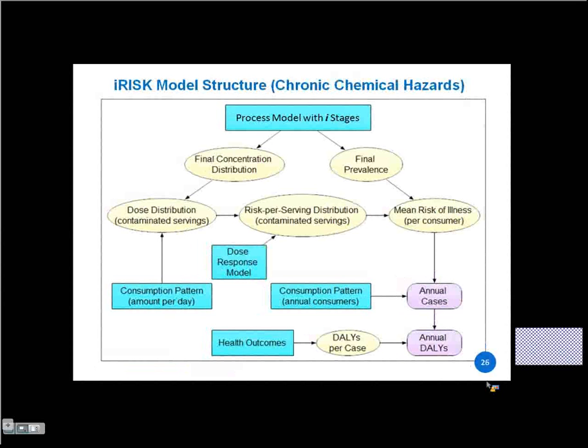For chronic chemical exposures, the overall underlying model structure is similar. However, consumption patterns are defined differently, and the predicted result for the mean risk of illness is per consumer, not per serving, as in the case for microbial hazards.